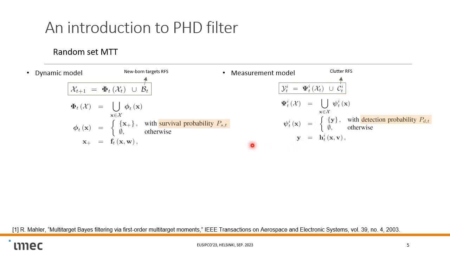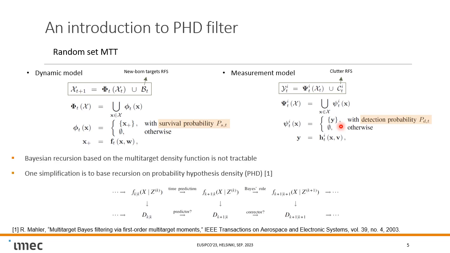In this framework, two probabilities, survival probability and detection probability, are included. The survival probability indicates the probability of a target staying alive in the next step, in the next instance, and the detection probability shows the probability of a target being detected.